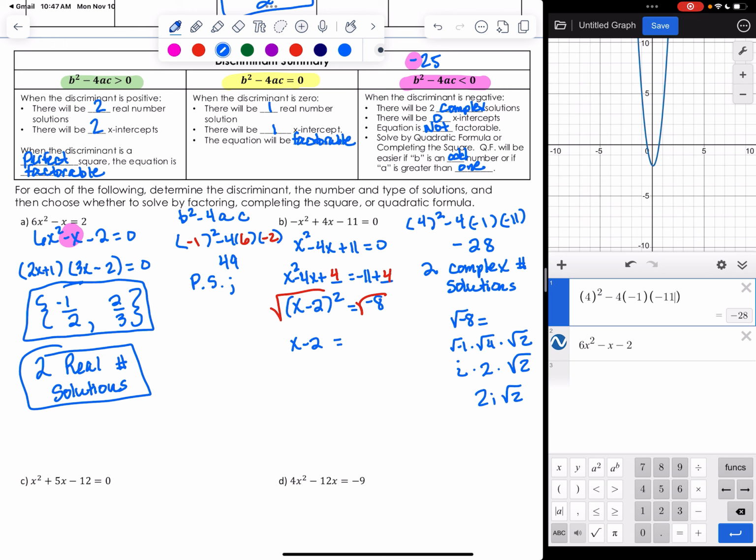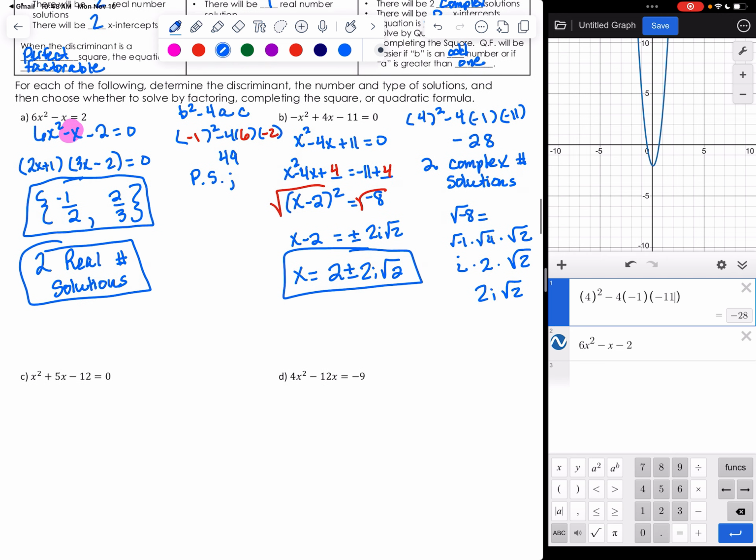So over here, x minus 2 equals plus or minus 2i square root 2. Now, add 2 to both sides. So I would get 2 plus or minus 2i square root 2.